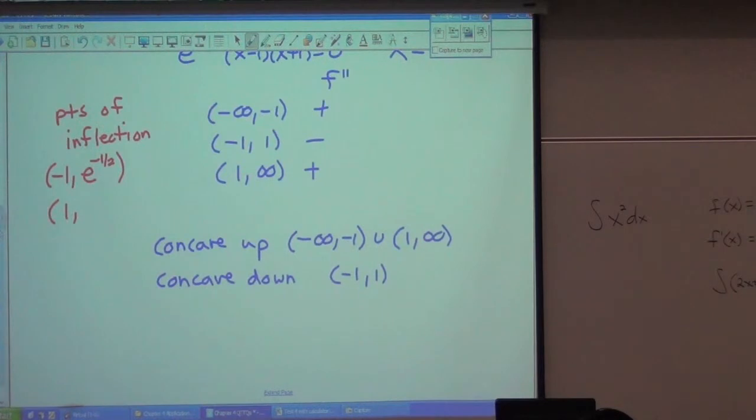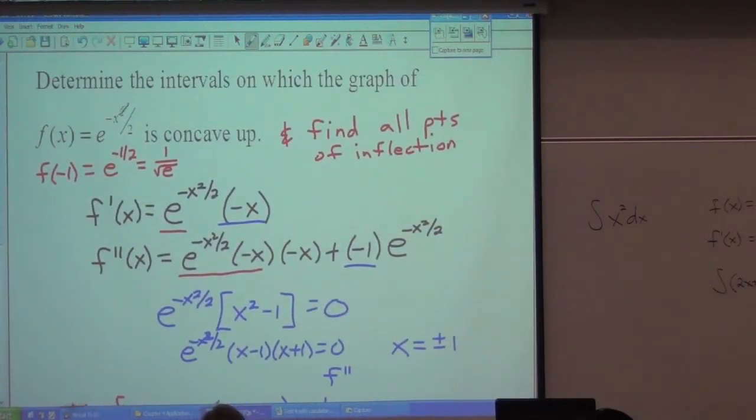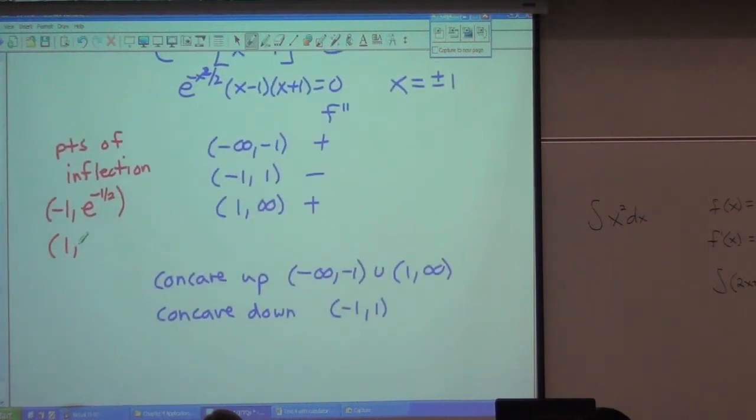Right? If I put positive 1 in here, would it be any different? It would be the same thing. So there's also 1 at 1, e to the negative 1. So there's our points of inflection. Here's where it's concave up.